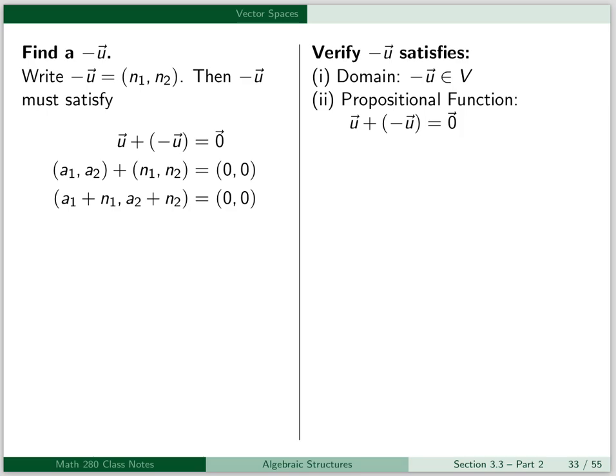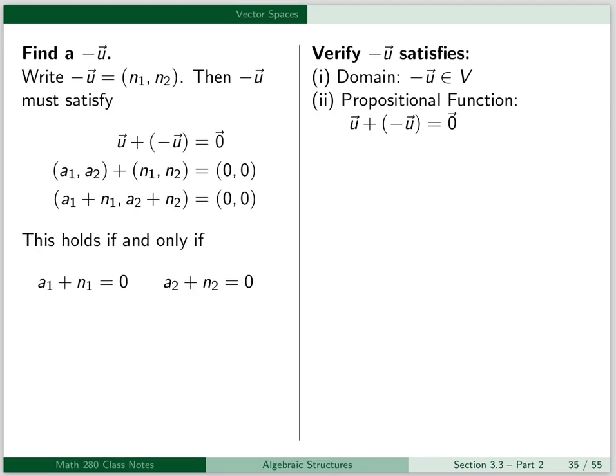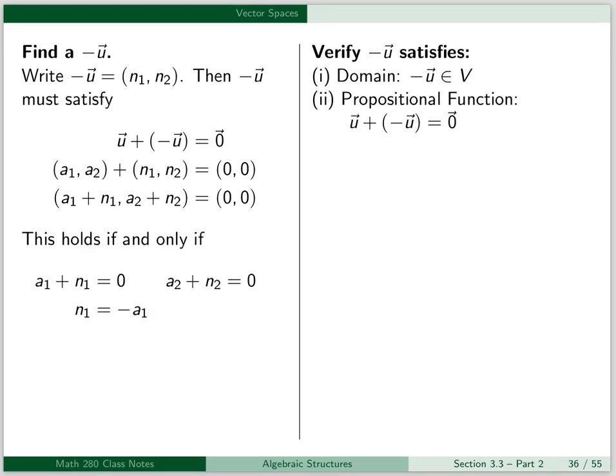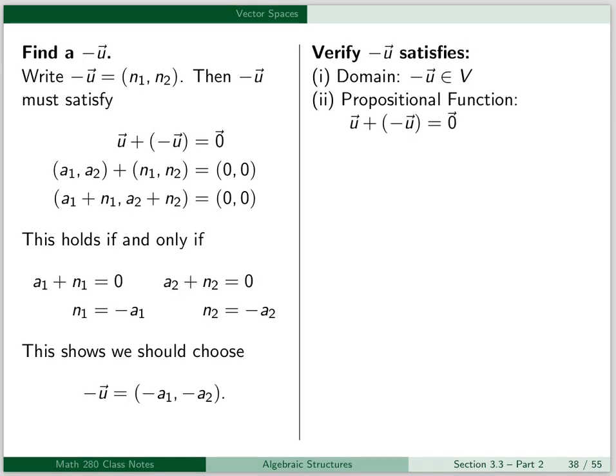And so we have two ordered pairs equal to one another, and so this holds if and only if the first components are equal, A1 plus N1 equals 0, and the second components are equal, A2 plus N2 equals 0. Now we can solve these two equations for N1 and N2. We get N1 is equal to minus A1, and N2 is equal to minus A2. And this shows that we should choose for our negative vector, minus U is minus A1, minus A2. So we've now found our minus U, and we're ready to do the verification.